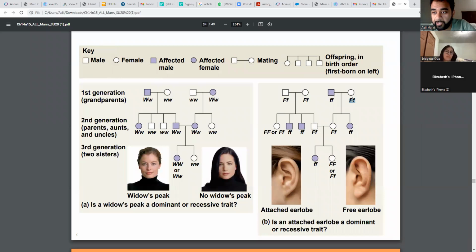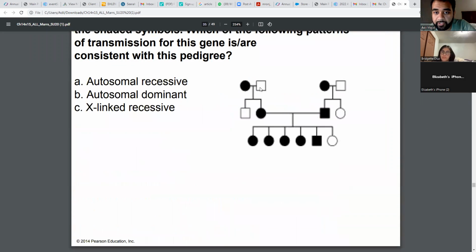So that's important to know because this person could be carrying it, but this person not only is carrying it, but is also showing it, right? How do we know they're showing it? Because it's shaded. So if it's shaded, that means they're showing it. If they're not shaded, it means they're not showing it. Could they still be carrying it? It's possible. So that's why we need to do this pedigree analysis.